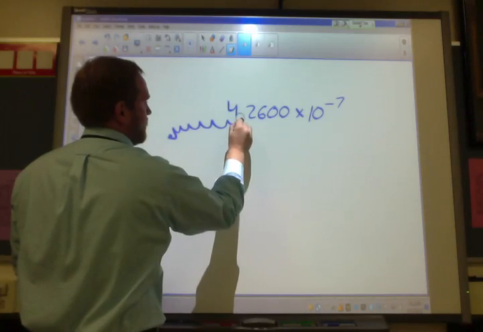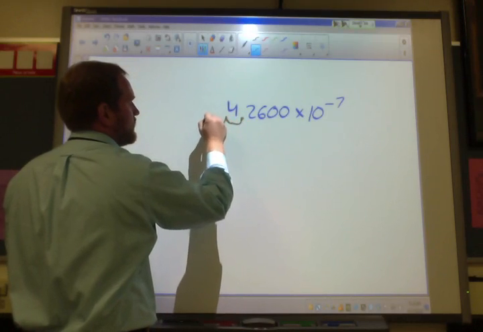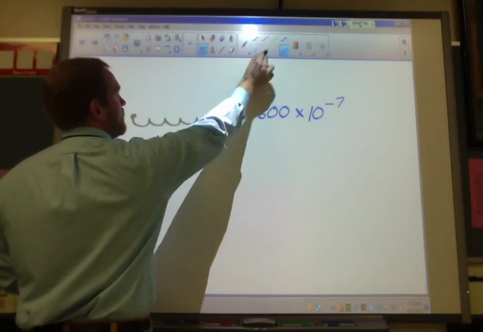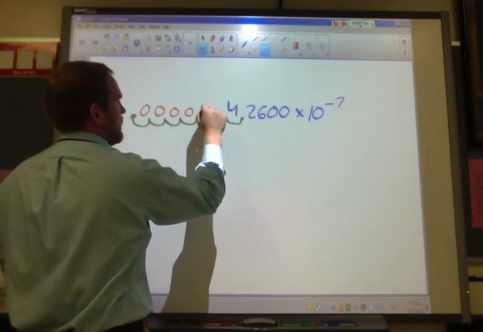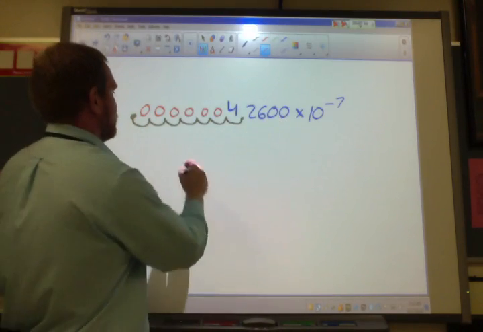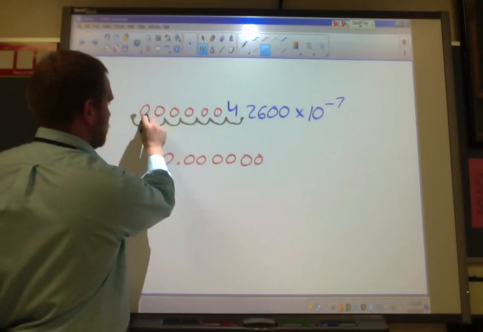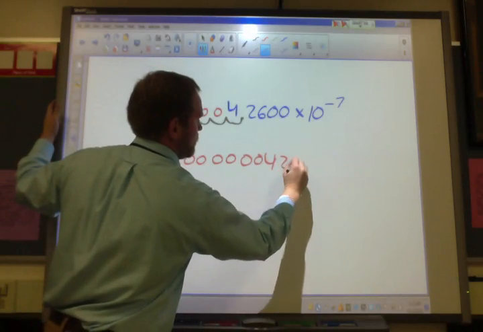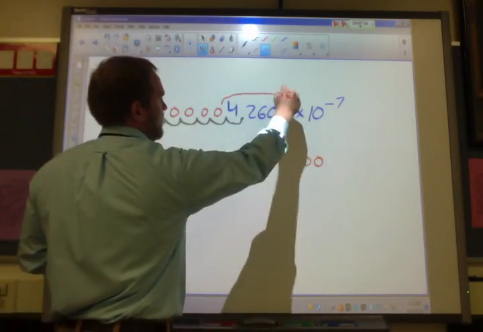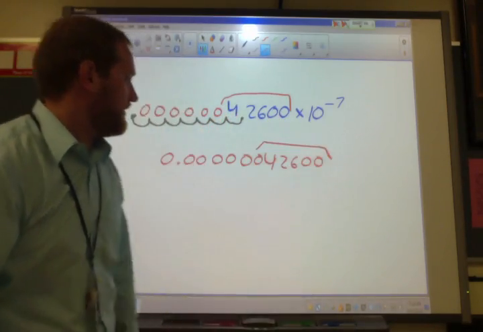Let me redo that just so I can be sure. Starting here, 1, 2, 3, 4, 5, 6, 7. 1, 2, 3, 4, 5, 6 zeros. And in this case, we have to leave these zeros at the end. So let's just rewrite this cleanly. 0.000000, 6 zeros, 42600. You have to include the zeros at the end because this is 5 sig figs, so this needs 5 sig figs.